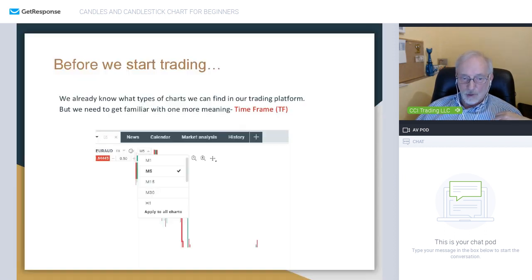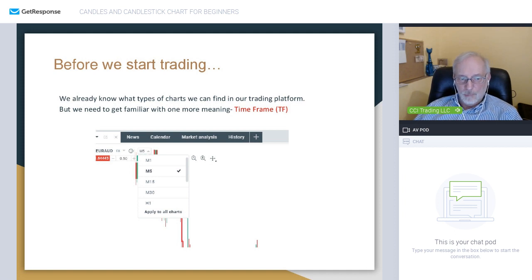Okay, one thing more. As I mentioned, we have three types of charts: candlesticks, lines, and bars. I advise you to use candlestick charts. What's also important is that on any kind of chart we can have time frames. It means the candles shown on the chart represent a period of time, what happened during that period.